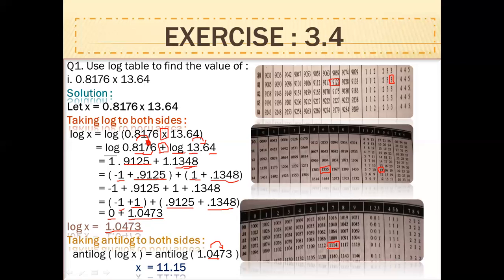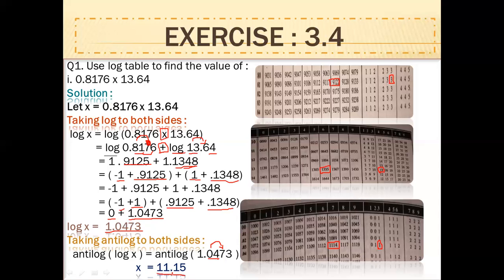You see that there is 1114, and again the difference column is 3 and this is 1. When you add 1114 and 1, this becomes 1115. 1115 is our answer, but we have the characteristic 1. So according to the rule I told you, if we have a positive characteristic, it means that after the first two numbers you will put the decimal.